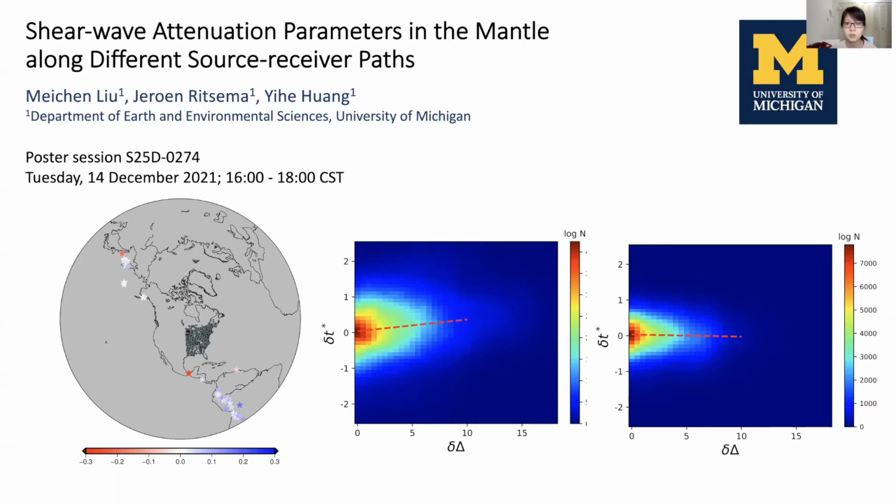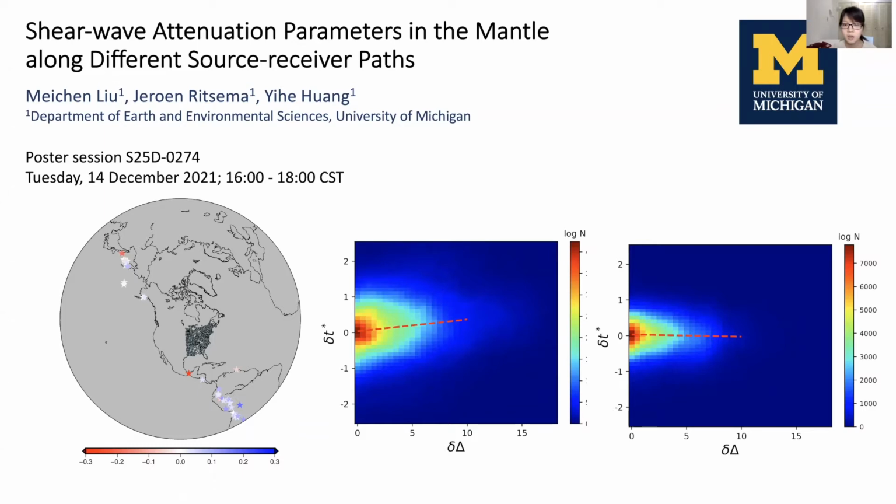Hi, I'm Meichen Liu, a fourth-year PhD student in Yale School. My poster is on Tuesday about the attenuation in the mantle. We use a time domain and a frequency domain to calculate the attenuation factor along two different corridors. One is from the US array to the northwestern Pacific, and one is to South America. We find that the attenuation factor behaves differently along two different corridors.